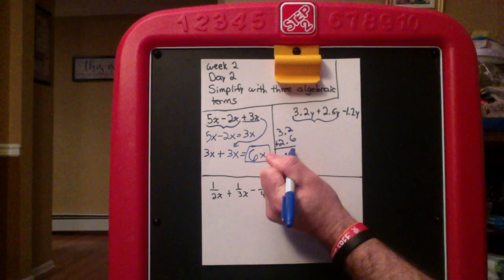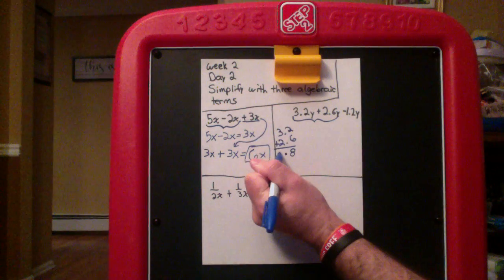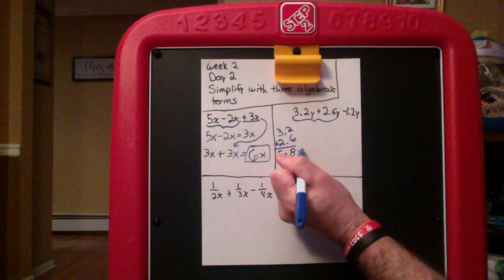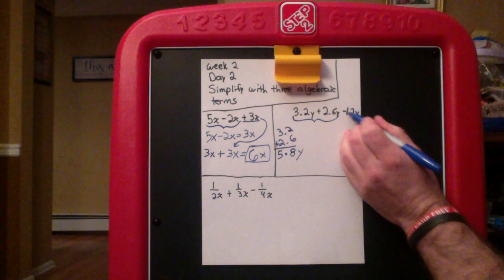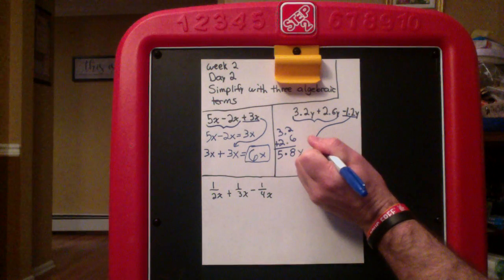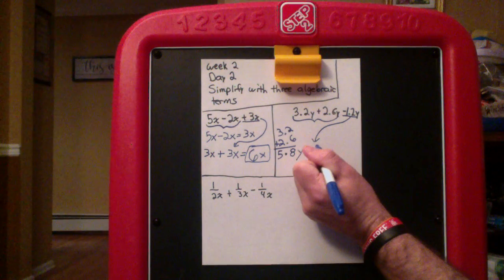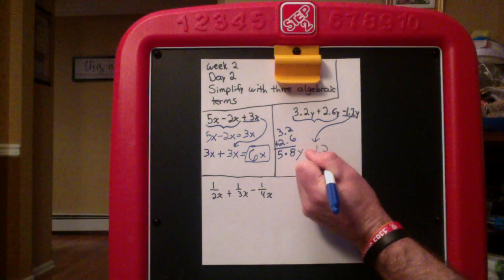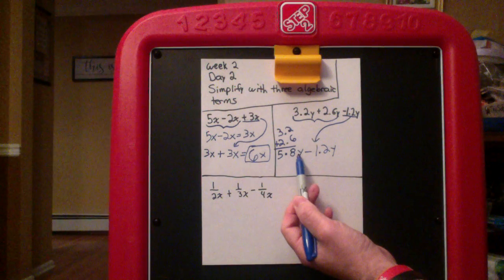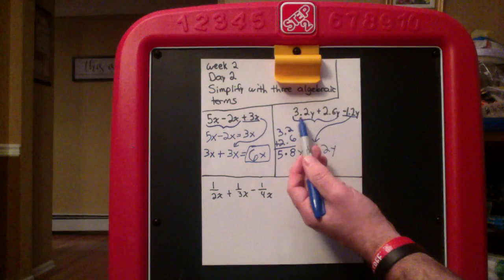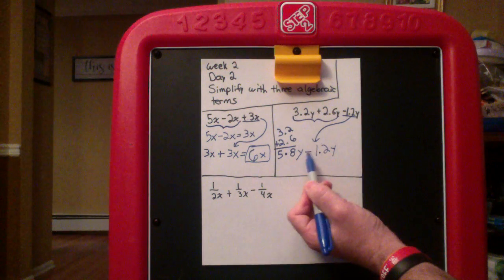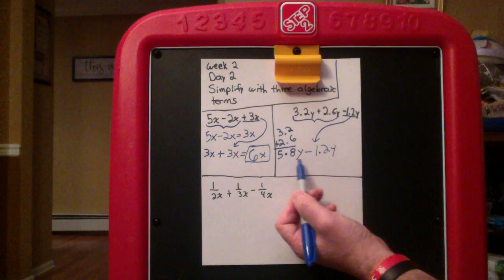2 plus 6 is 8. 3 plus 2 is 5. So you have 5.8y. Now what's left comes right down, minus 1.2y. So this is what you're left with. 5.8y is the result of combining the first two like terms. Then you just bring down the negative 1.2y and put it at the end.